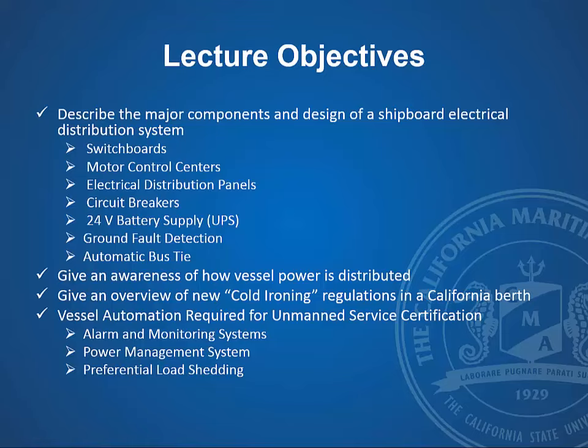The learning objectives are to describe the major components and design of a shipboard electrical distribution system, give the student an awareness of how vessel power is distributed, give an overview of the new cold ironing regulations that are applicable in a California berth, and an overview of vessel automation required for unmanned service certification.